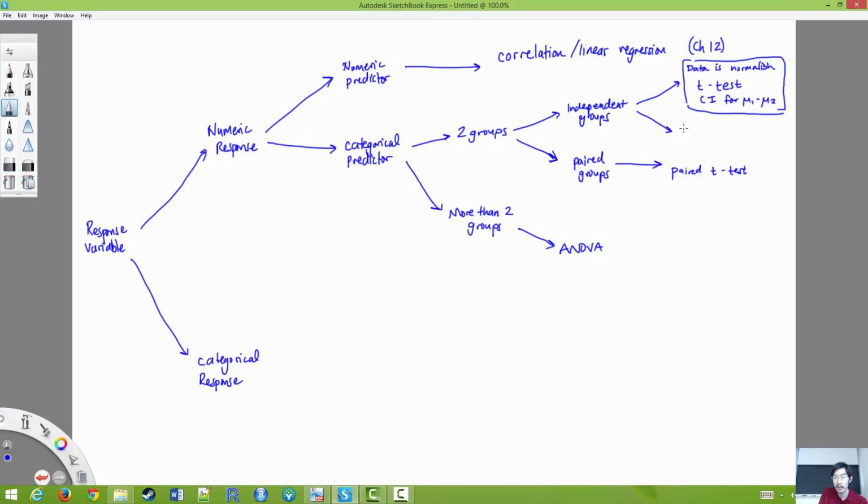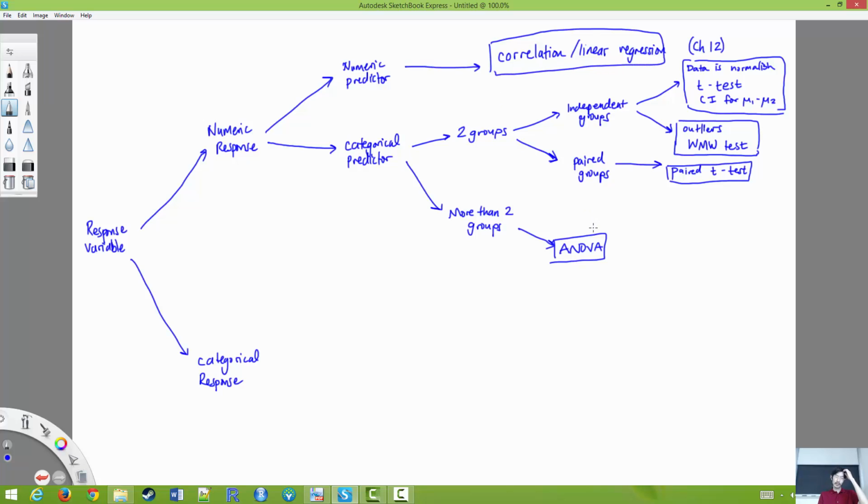And if you have some outliers in here, or something to indicate that it's not normal, then we would use the Wilcoxon-Mann-Whitney test. I'll draw boxes around each of these. All right, so that's if we have a numeric response, and I think this covers most of our scenarios here.